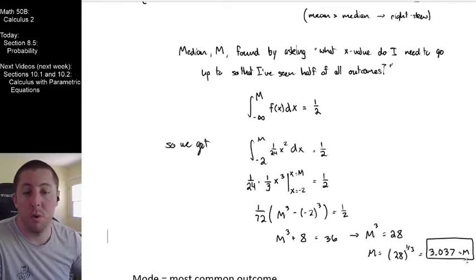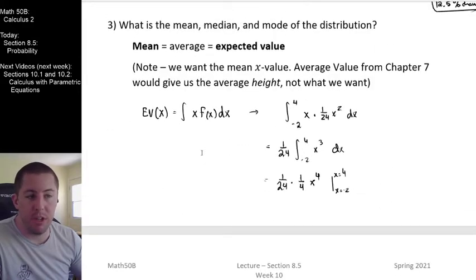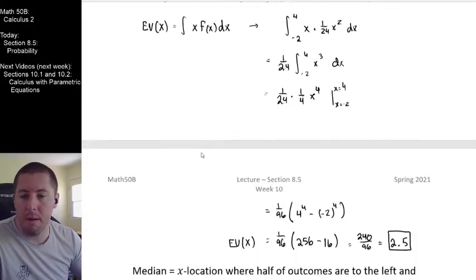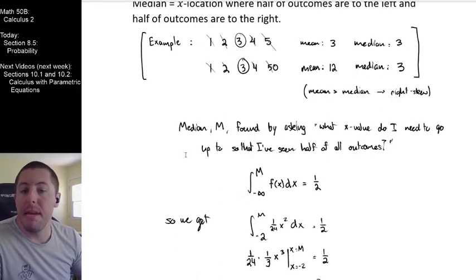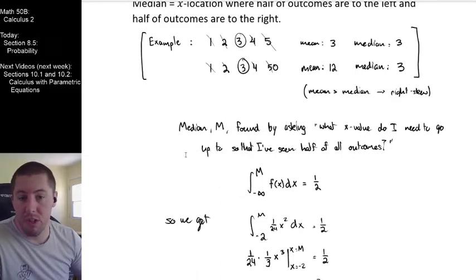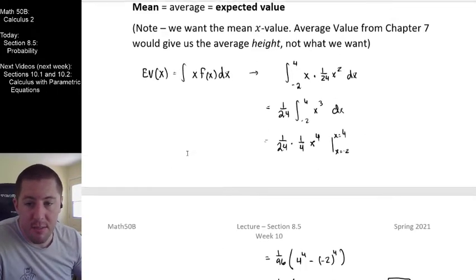Or the cube root of 28 right there. So the median is the x value at which you have accumulated half of all of the area that's underneath your curve. Right? So we've got formulas now for the expected value or the average of a continuous probability distribution function. We've got the median of a probability distribution function, also an integral. Notice that these both require integrals.